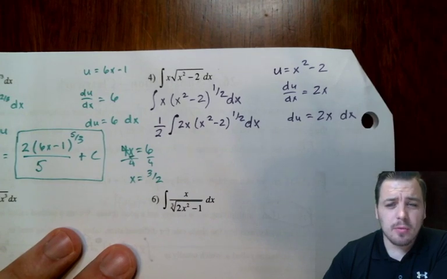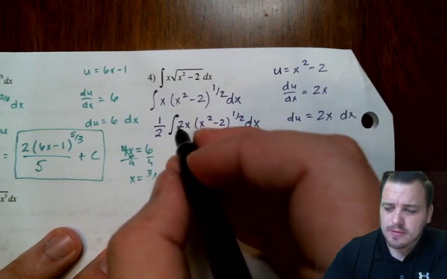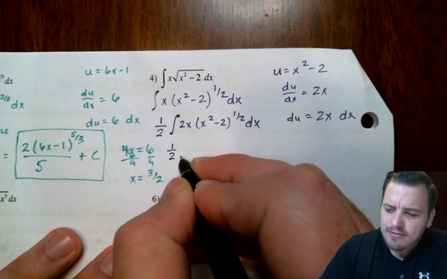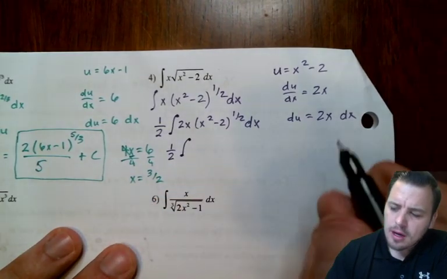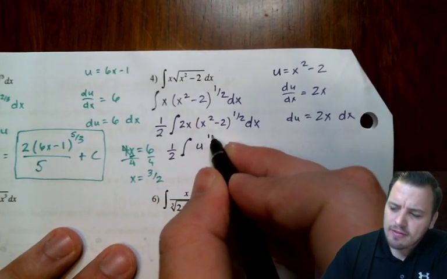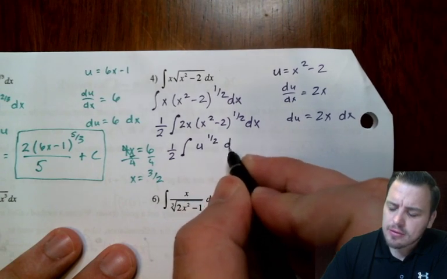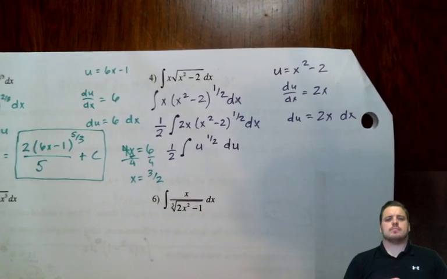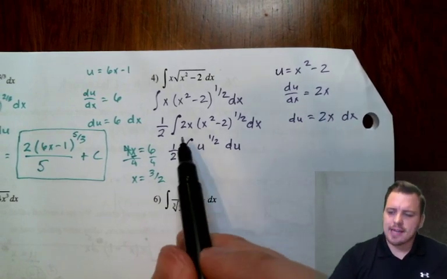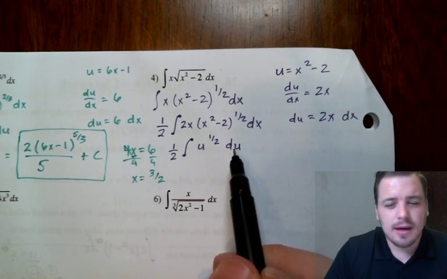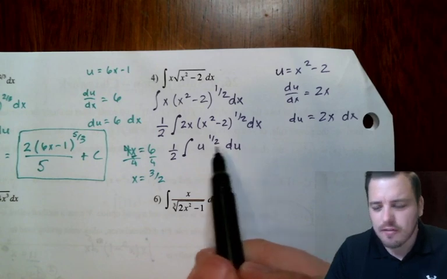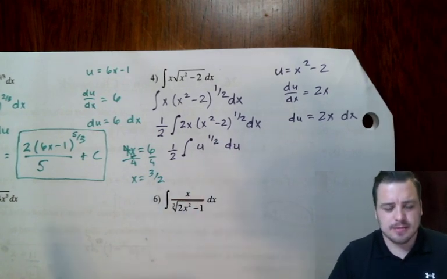From there, we put all terms in terms of u. So we say 1/2 integral u to the 1/2 du. The 2x and the dx become du, and that's just kind of like a bookend for the integral, saying we're going to integrate this.